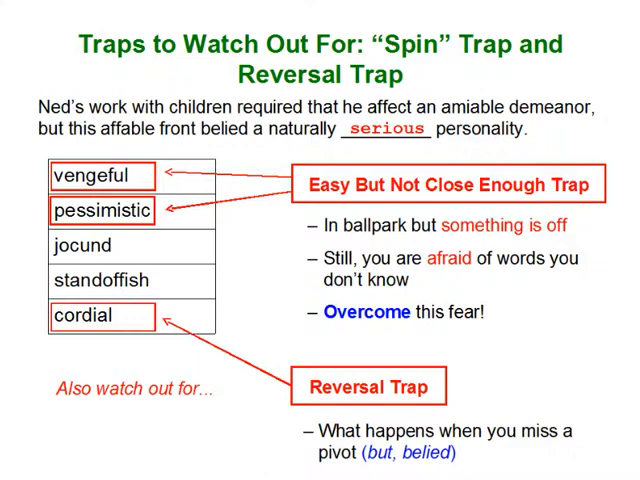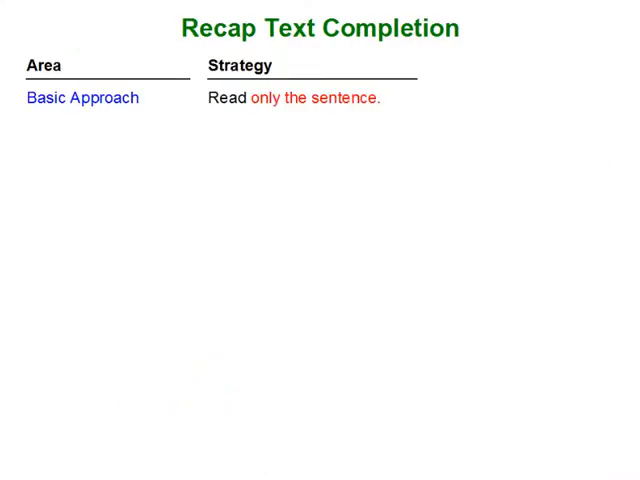And if you don't recognize the pivot, then you'll be very, very likely to choose cordial here in this instance. So those are three traps to watch out for: theme, spin, and reversal. And of course, these are also discussed in the strategy guides.